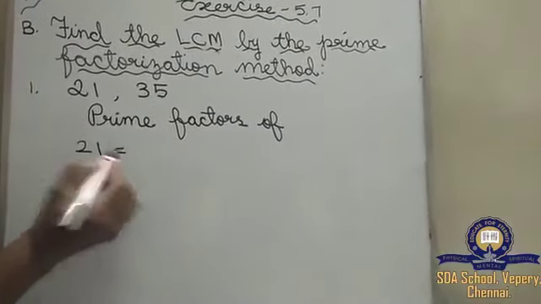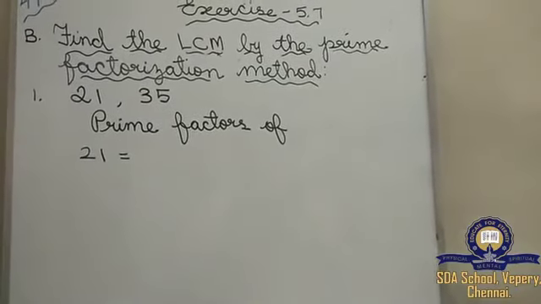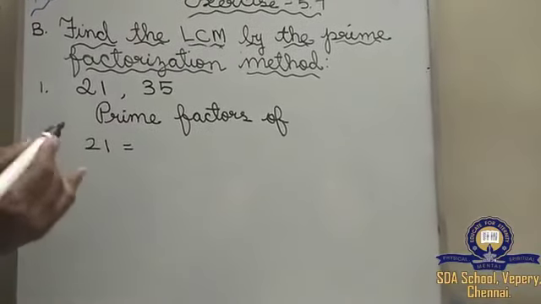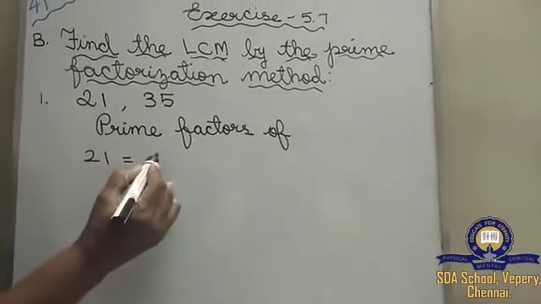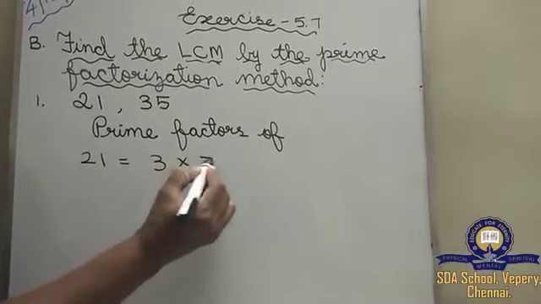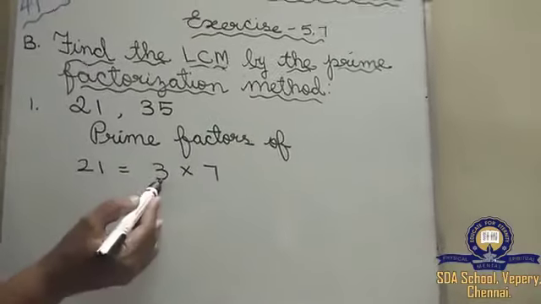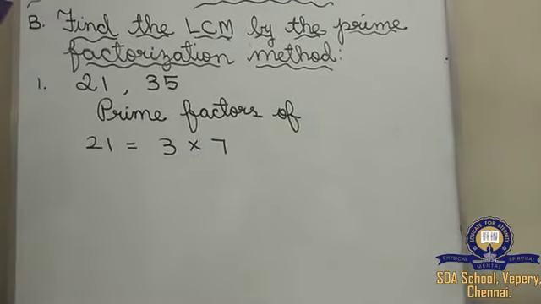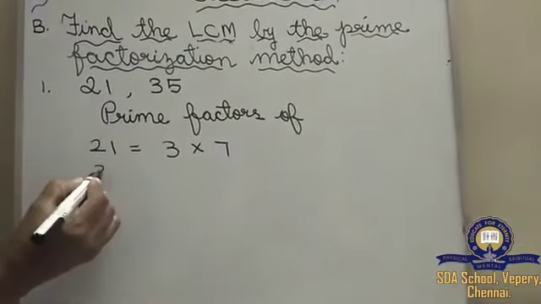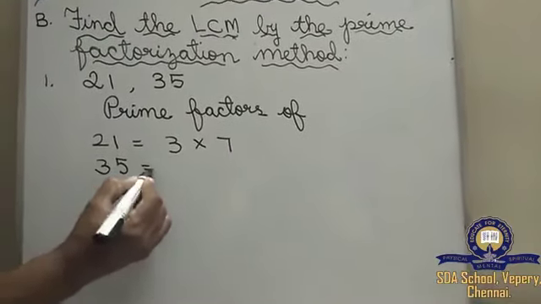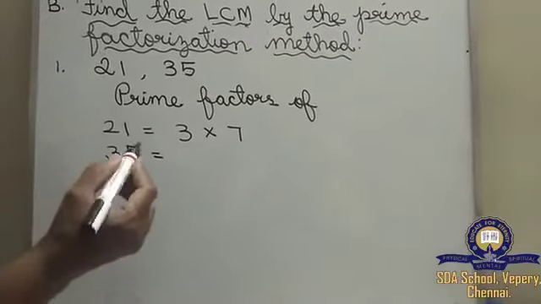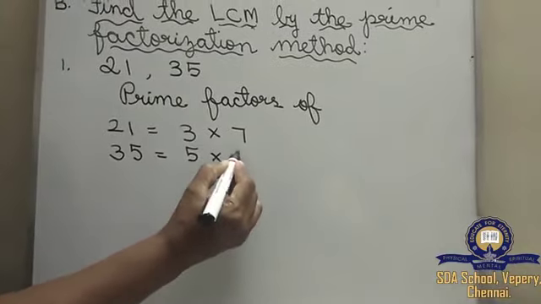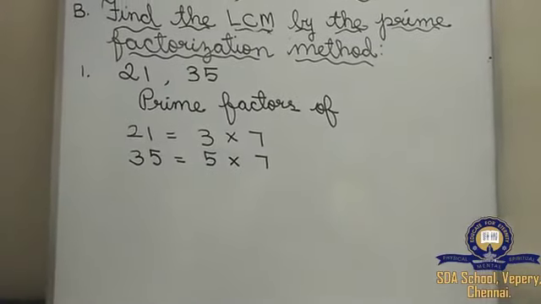21. See, 21 goes in what table children? Only prime numbers should be there. We should not use any other number. So what will come? 3 into 7. 3 7s are 21. 3 is also a prime number, 7 also a prime number. Isn't it children? Okay. Then we have to write 35. So 35, in what prime numbers does it go? 5 7s are 35.